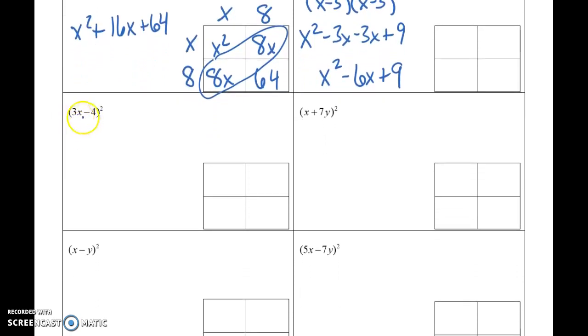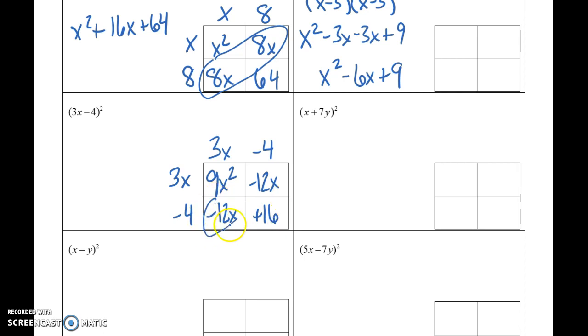Sometimes there's not just an x up front, there's a 3x. So I'm just going to continue to do these in different ways. Sometimes I'm going to use the table, sometimes I'm going to use FOIL just to help you learn both. And then you can choose what works for you. And this is negative 12x, and that's a positive 16. And then again, your like terms are going to go diagonally. So this is 9x squared minus 24x, and then plus 16 for a final answer.